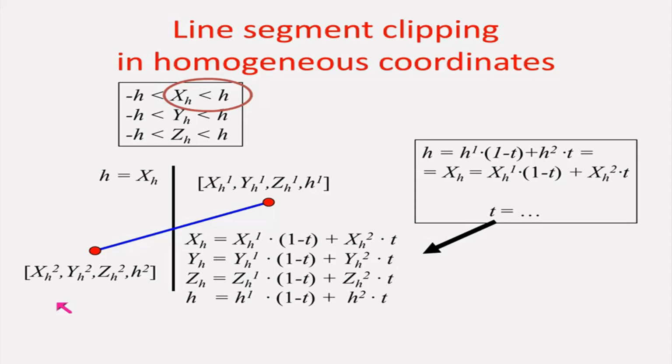This is xh is equal to h, and the equation of the line segment, which is the linear combination of the two endpoints in homogeneous coordinates, and solve this system of linear equations for unknown parameter t. Substituting the solution back to the equation, we get homogeneous coordinates of the intersection point. The intersection point replaces the endpoint that has been found outside.